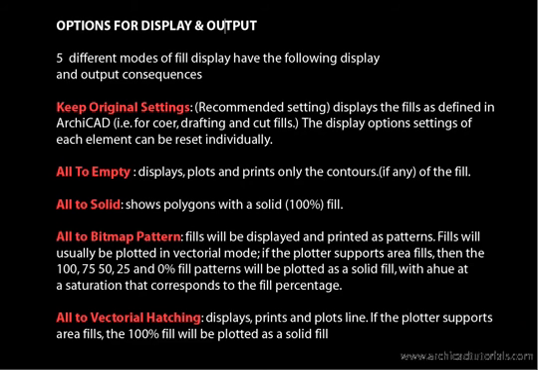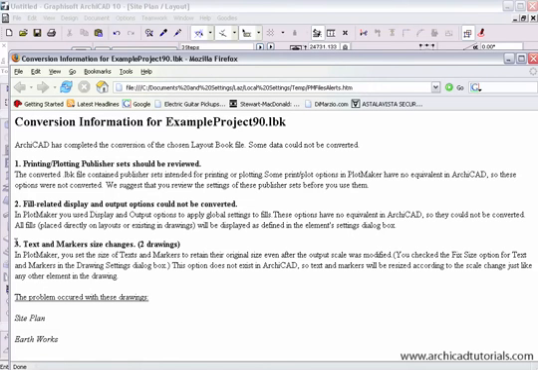These were the 5 display and output options available in Plotmaker. The only one that will be working now is the first one, so any fills that were set with the final 4 options will revert to keep the original settings. You may need to go through your whole project to make sure all your fills are correct to avoid any possible surprises.